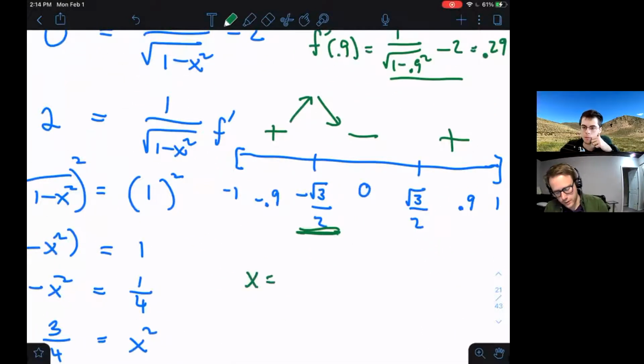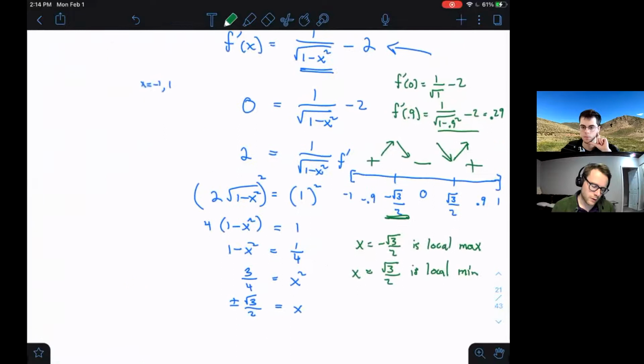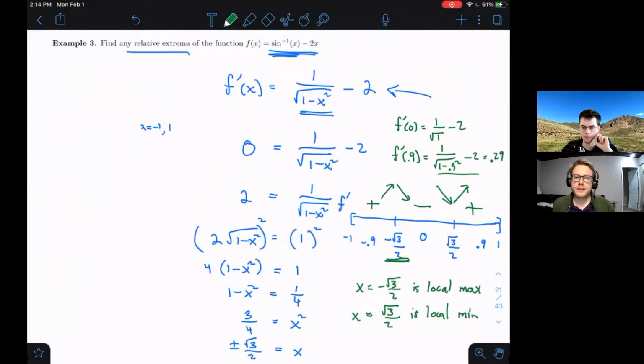So x equals -√3/2 is a local max. And likewise, at x equals √3/2, we had that it was decreasing and now it's increasing. This is going to be a local min. So again, these are the relative extrema for this function. x equals -√3/2, this one's the max, and √3/2, that one's the minimum.